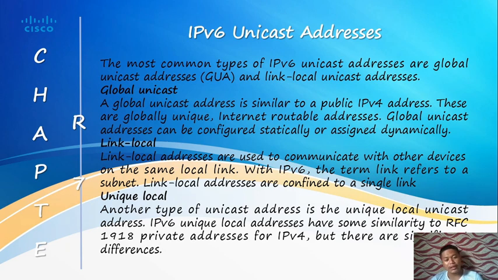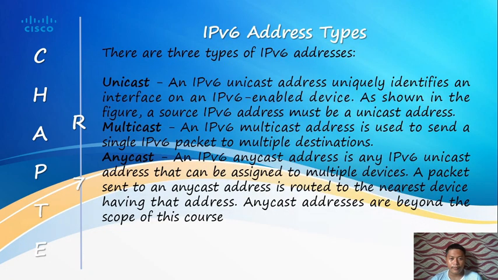Unique local. Another type of unicast address is the unique local address. IPv6 unique local addresses have some similarity to RFC 1918 private addresses for IPv4, but there are significant differences. IPv6 address types. There are three types of IPv6 addresses: unicast, multicast, and anycast. So this is the meaning of unicast, multicast, and anycast.